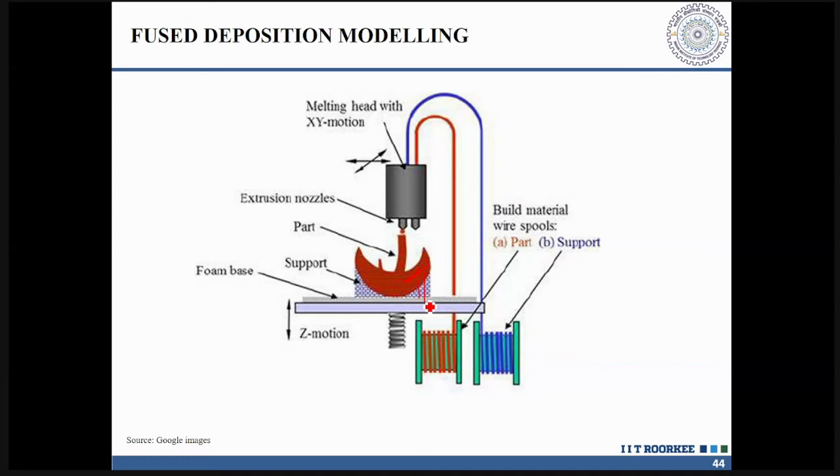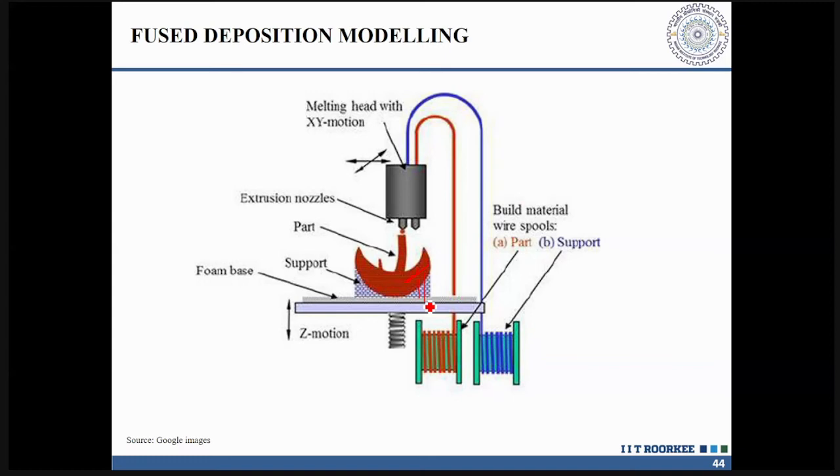So there are two materials. One is used for fabrication of the actual product, and the other one is used for fabrication of the support structures. There are numerous materials that are there.